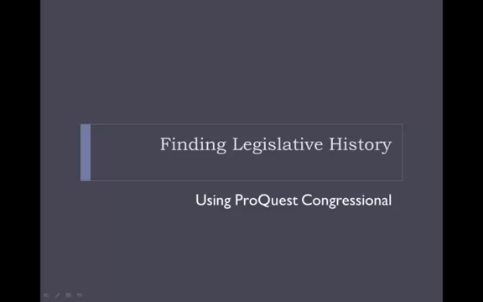This presentation will show you how to do basic legislative history research using ProQuest Congressional. As the name suggests, this database contains congressional materials, including committee reports, hearing transcripts, and other documents produced as legislation moves through the Congress. Most documents in the database are available in full-text PDF format.